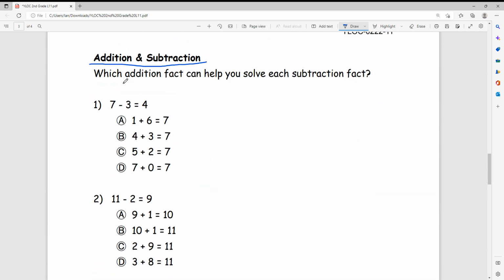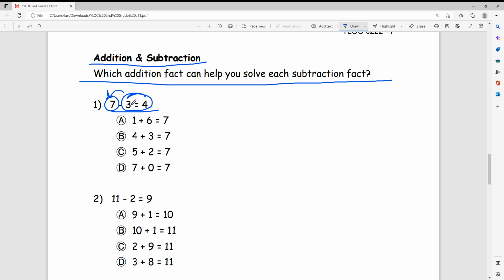Next is addition and subtraction. It says which addition fact can help you solve each subtraction fact. So this one, we can look at the first number here. So it's 7 minus 3 equals 4. So the first thing we do is we can add these two numbers together to equal this one because it's the highest number here. So these two numbers can be added up to equal this value here.